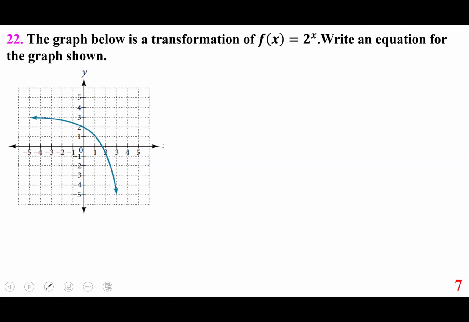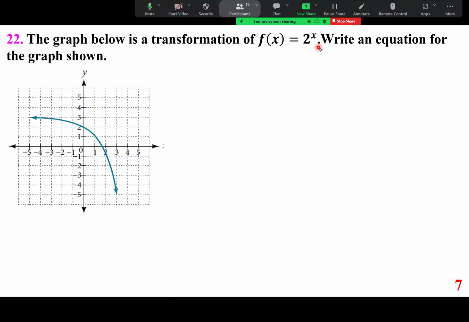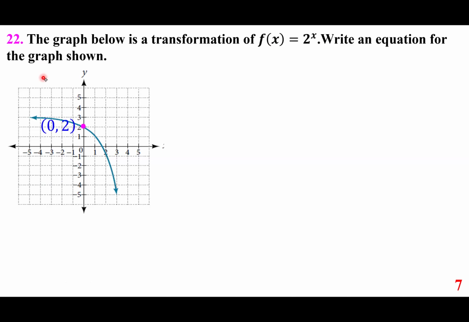The graph is a transformation of y or f of x equals 2 to the power of x. Write an equation for the graph. So notice what you have. Look at two things: the y-intercept and the horizontal asymptote. The y-intercept is located at 0, 2. The horizontal asymptote has the equation y equals 3.